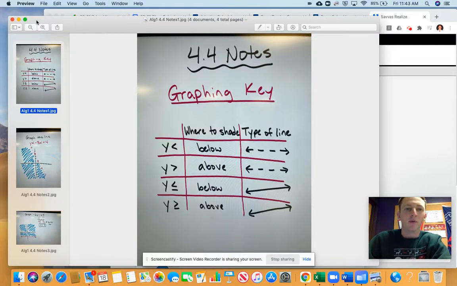All right, Algebra 1, we are doing 4.4 notes today. We're going to graph inequalities. So an inequality is something that doesn't have an equal sign. It has like one of those gators that we worked with last semester.